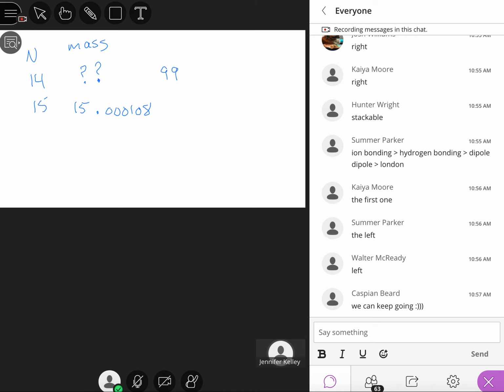This one is 99.63% abundance. And this one is 0.37% abundance. I need to find this number, knowing that the atomic mass is 14.007. All right.